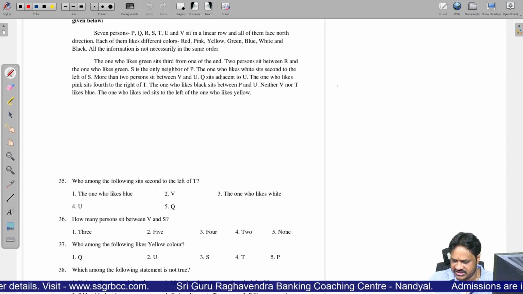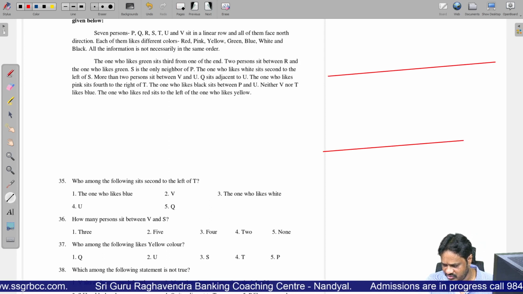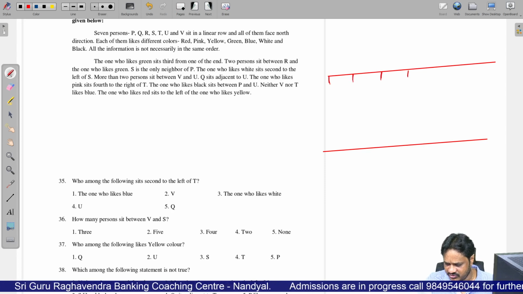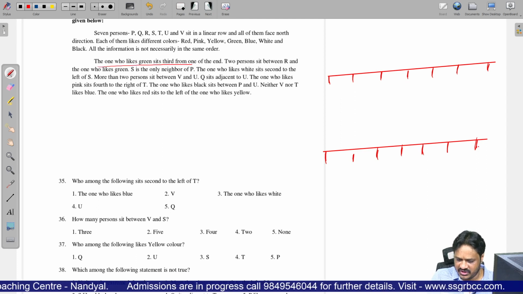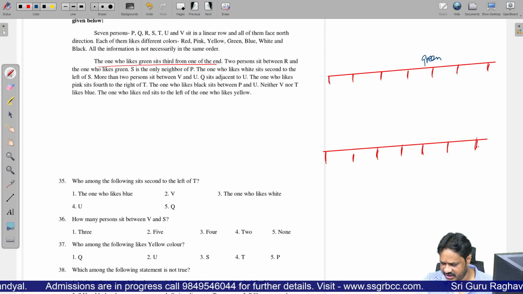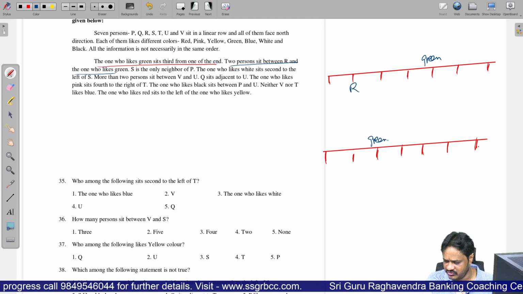Now there are a total of 7 persons. So all of you draw 2 lines like this. That means we are trying to do this one in 2 possibilities. The one who likes green is sitting third from one end, so it can be either left hand or right hand, green. There are 2 persons between R and green.